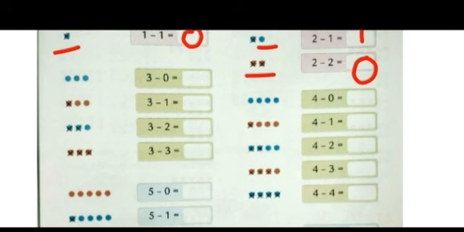Okay. Now we will see the number combination of 3. 3 dots are there, blue dots. Out of that, no dots are crossed. So how many are left? All the 3 are left. That means 3, the number itself.